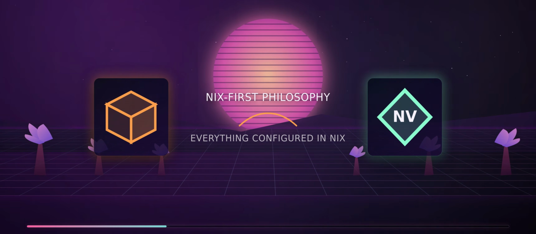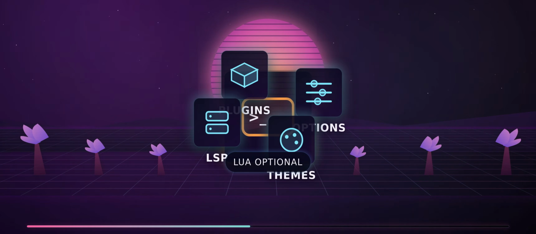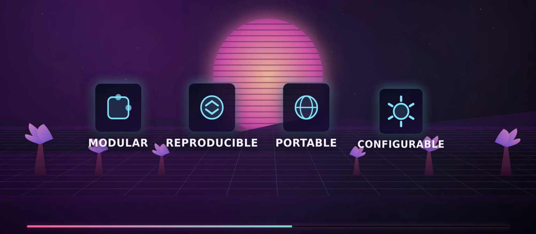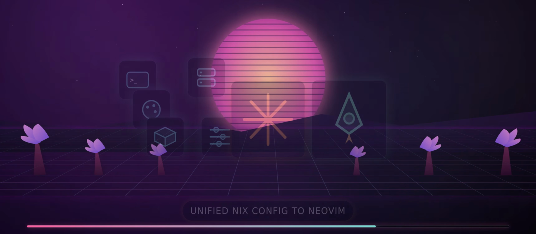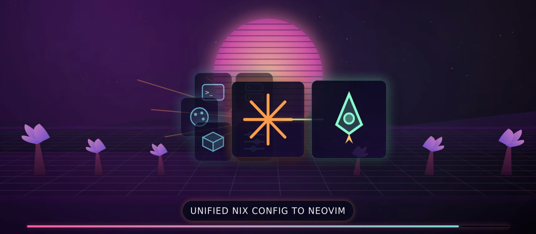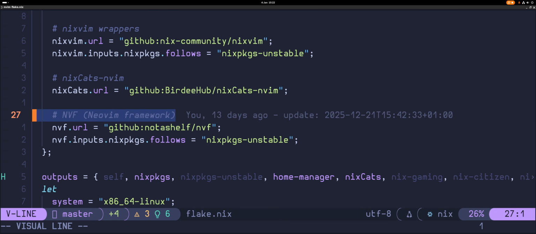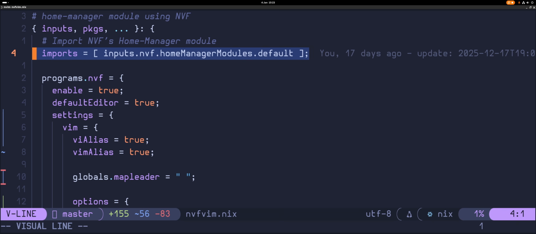NVF takes a slightly different philosophy. You configure everything in Nix with optional Lua support. It's built to be modular, reproducible, portable, and even configurable. The entire editor config, themes and plugins, LSP, lazy loading, and options piece together in one unified Nix configuration. To start with NVF, short for Nixvim framework, you add it to your Nix inputs and then define your editor entirely in Nix.